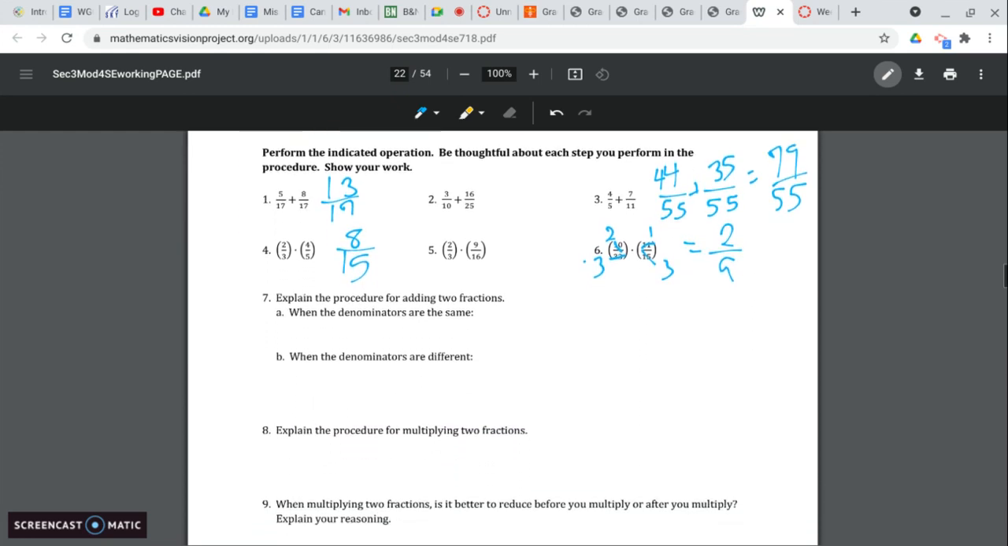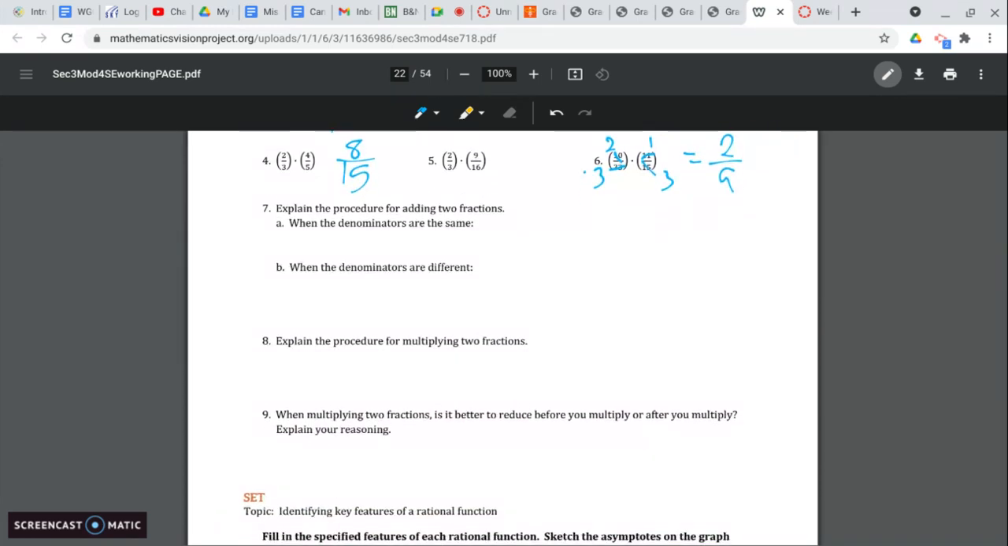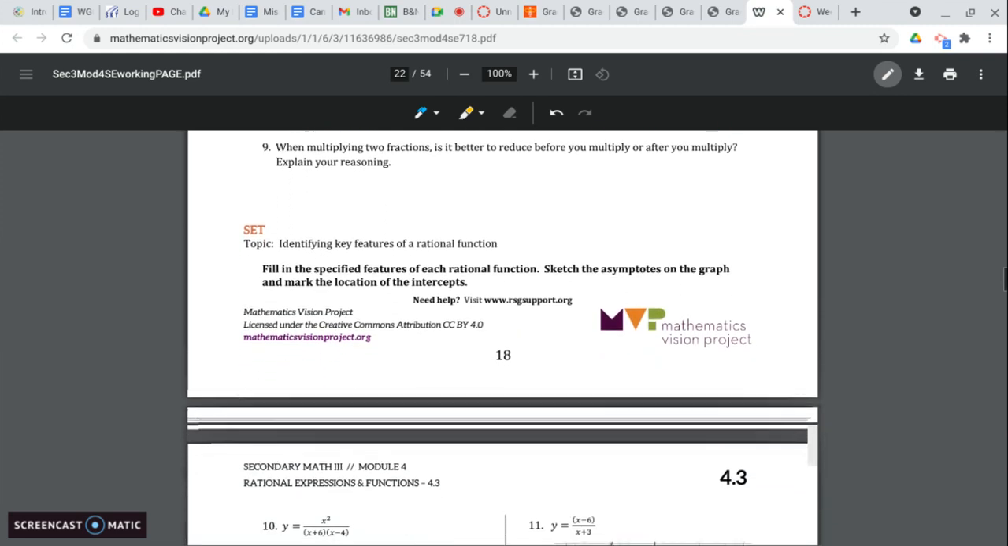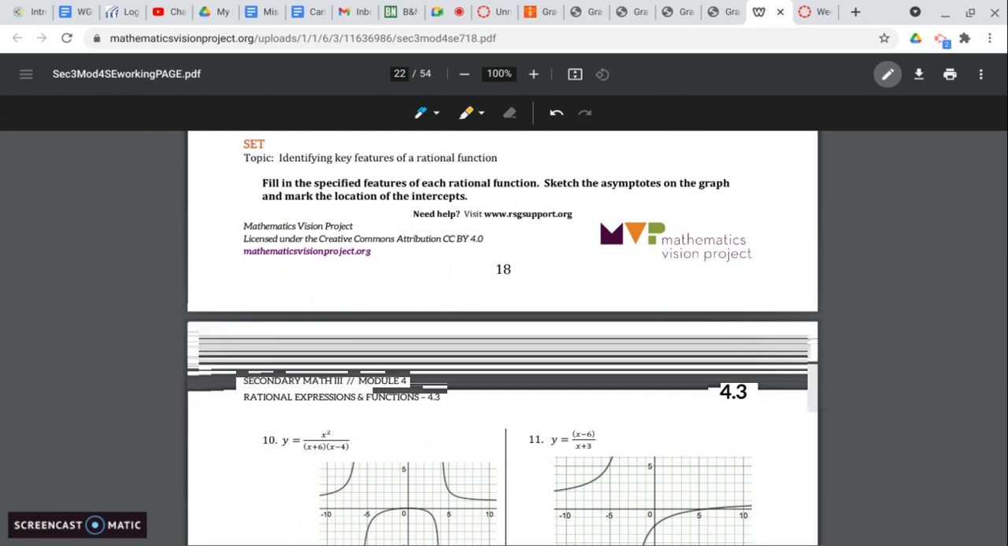All right. For number 7, explain the procedure for adding 2 fractions when the denominators are the same, when they're different. We just did that. Explain what we did. When they're the same, we just add the numerators. When they're different, we find a common denominator. We'll rewrite the fraction using the common denominator, then add them. Explain the procedure for multiplying. So it's all just kind of explaining what we just did, okay? So you guys should be fine with that.